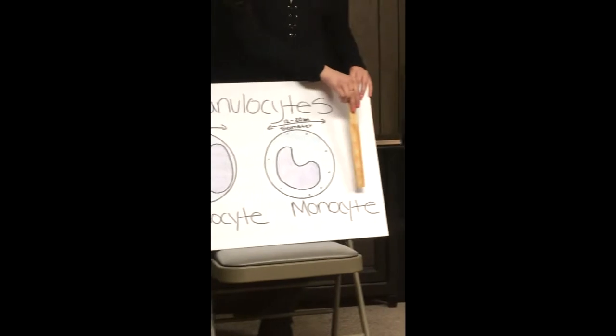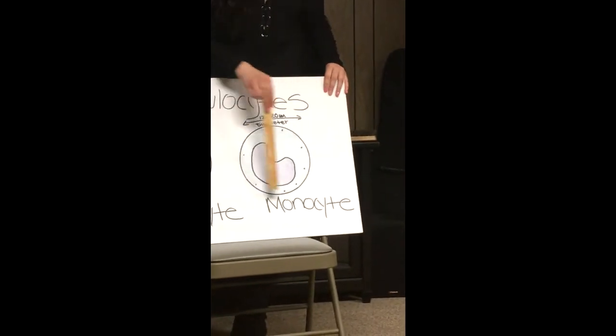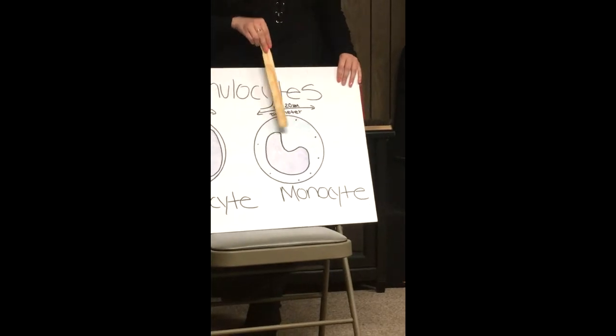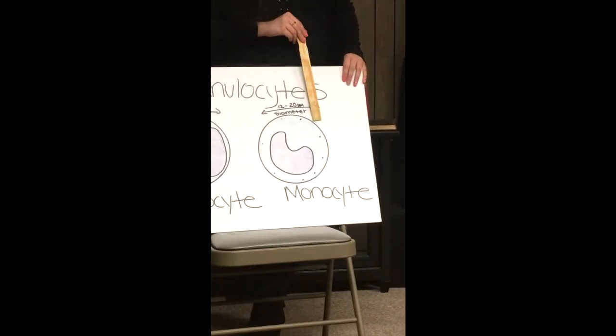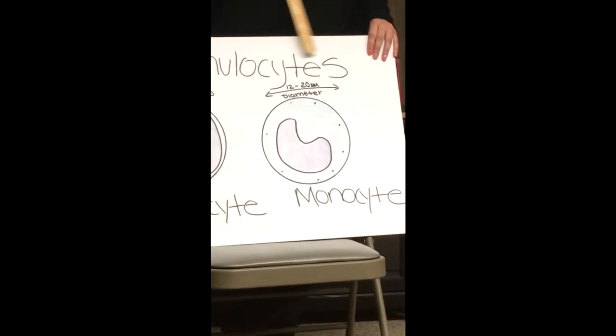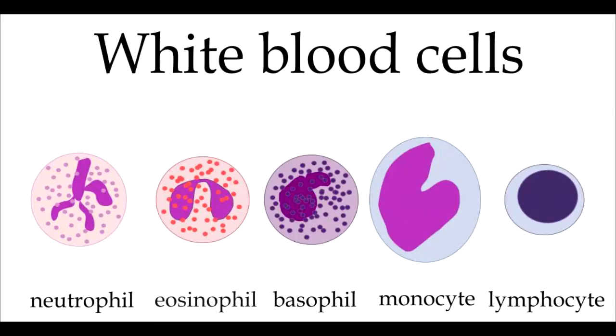Monocyte. Nucleus round, kidney-shaped, or horseshoe-shaped, contains more cytoplasm than a lymphocyte, 12 to 20 micrometers in diameter. Phagocytic cell. In the blood, it leaves the blood and becomes a macrophage.